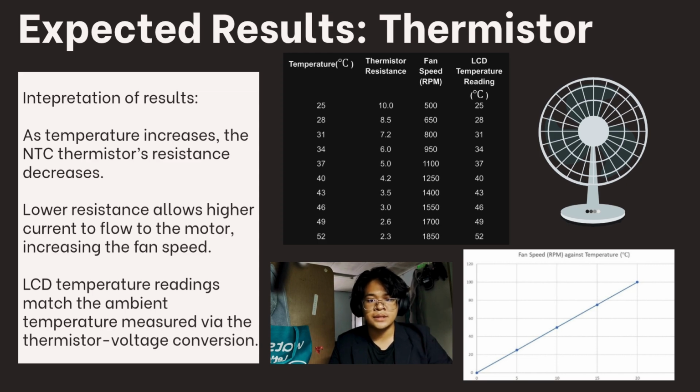Because of this lower resistance, more current can flow to the motor. As expected, the fan spins faster at higher temperatures, as resistance continues to drop. The LCD readings also show the temperature measured through the thermistor voltage conversion. These readings match the actual ambient temperature, which confirms that the sensor is functioning correctly.